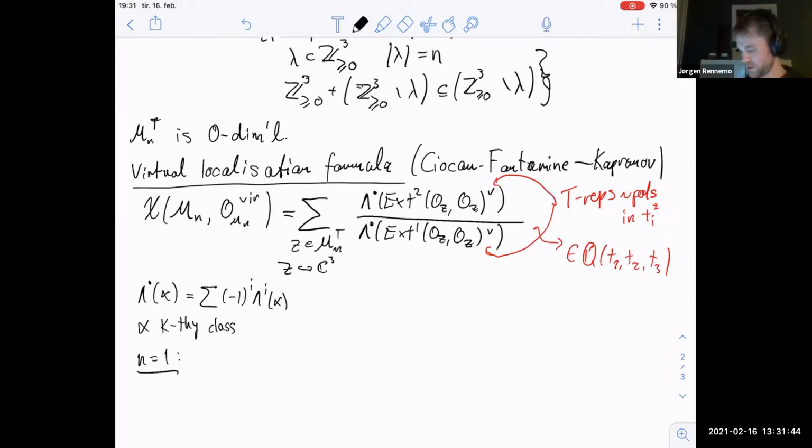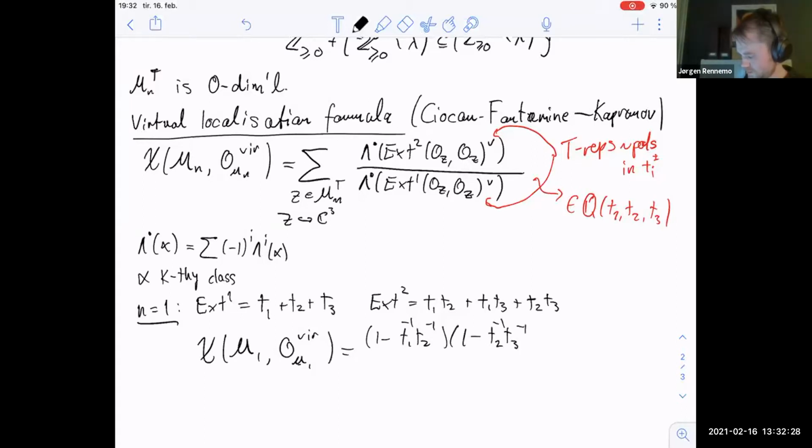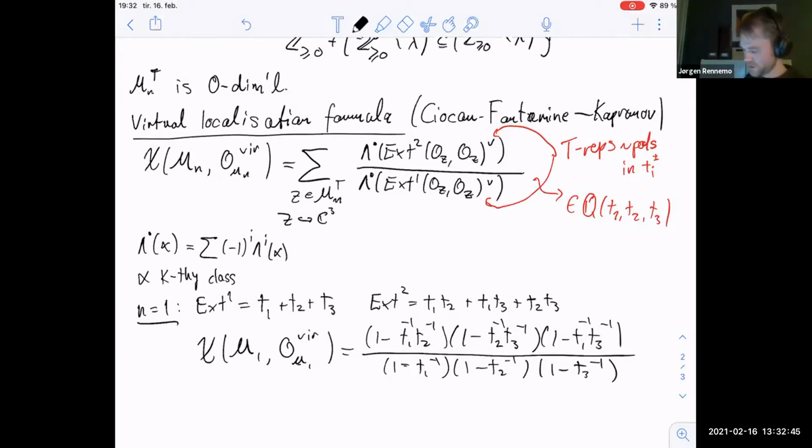In the case where n equals 1, there's a single fixed point, just the point at the origin, in which case you compute that the x1 space is t1 plus t2 plus t3, and x2 is t1 t2 plus t1 t3 plus t2 t3, and then we get a full and complete computation of a DT invariant, which is then 1 minus, well, it is what I write down. Right. Okay. So this is meant to illustrate.